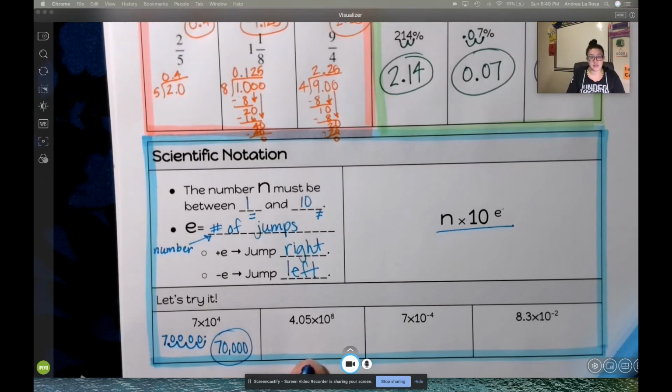Go ahead, pause the video. Try this one on your own. 4.05 times 10 to the eighth. Again, try it on a paper and try it on the calculator. See which way you like better. Go ahead and pause the video. Put an X in the chat when you think you've got it.